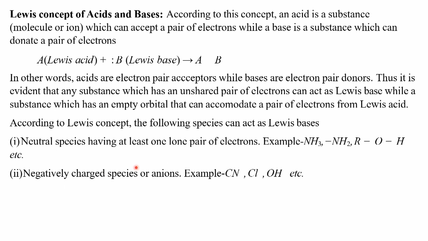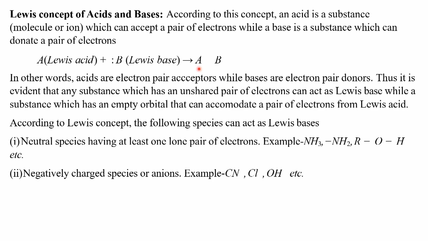Then comes the Lewis concept of acids and bases. According to this concept, an acid is a substance or molecule or ion which can accept a pair of electrons, while a base is a substance which can donate a pair of electrons. So A is a Lewis acid and B we call a Lewis base. So B contains a lone pair of donor electrons. When it donates to A, then we call A a Lewis acid. So we get AB here.